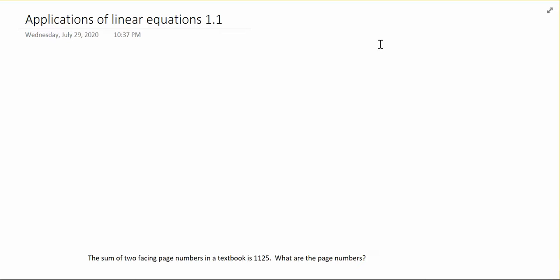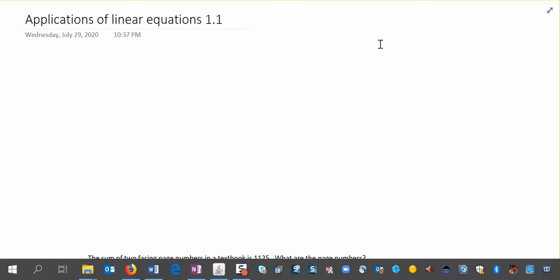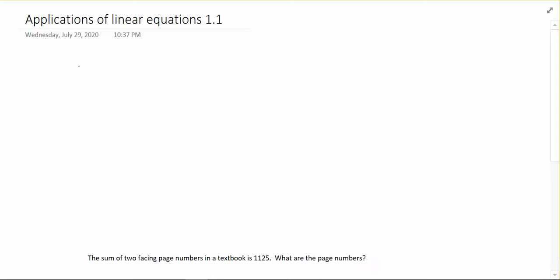Welcome to this video of applications of linear equations where we'll look at consecutive number problems. So let's understand this word consecutive. Consecutive means in mathematics next to each other, right?